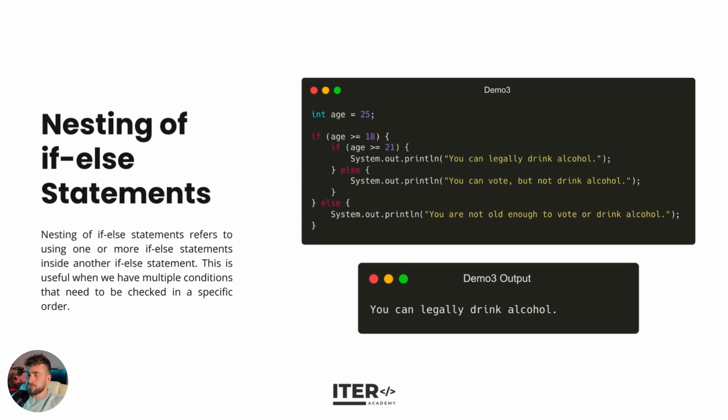or drink alcohol. It's important to note that when using nested if-else statements, the innermost if-else statement is executed first, followed by the next outermost statements, and so on. Also, indentation is crucial to understand the flow of the nested if-else statement. It's also important to keep in mind that too much nesting can make your code difficult to read and understand. In such cases, it's better to use an if-else ladder or switch statements instead, so we'll discuss them later in our future lessons.